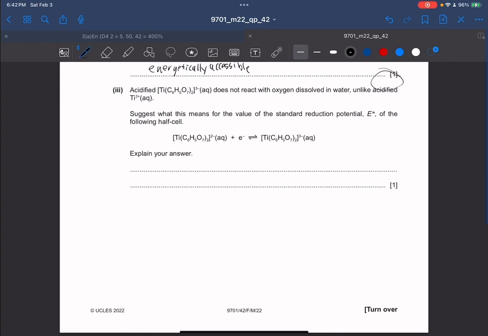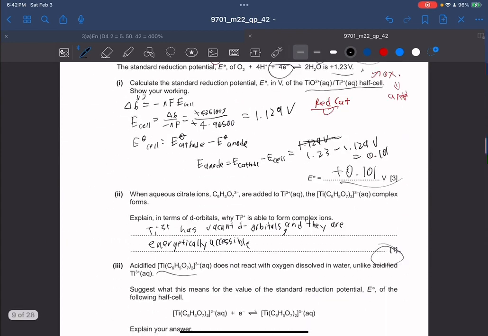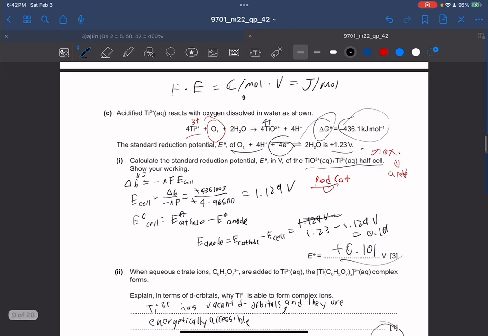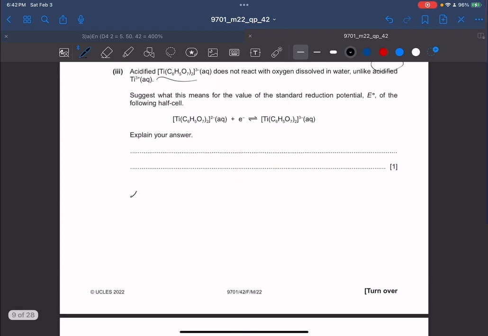Okay, so we're gonna take a look at this question now. This is still related to electrolysis. What it's saying is this does not react with oxygen dissolved in water. For reference, this is oxygen in water. If the reaction doesn't happen, we remember that it's in terms of Gibbs, so delta G is more than 0.